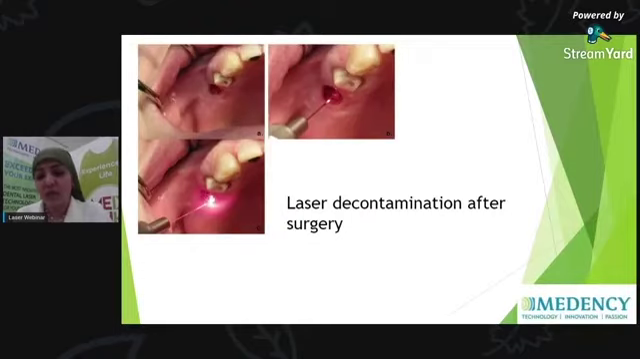Also here, laser decontamination after surgery, after implant. You want to decrease the percentage and the risk of your patient getting any infection. So by decontamination, by laser for sure, the laser device, you'll get the best results.